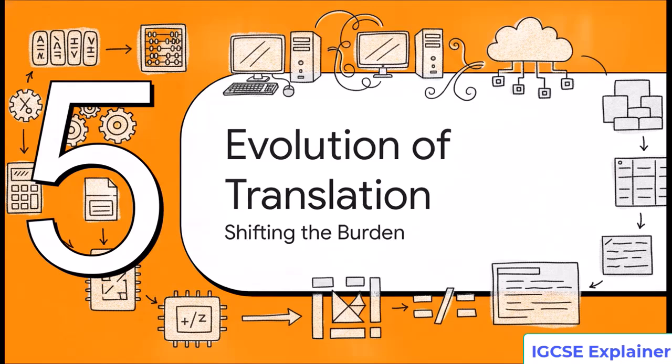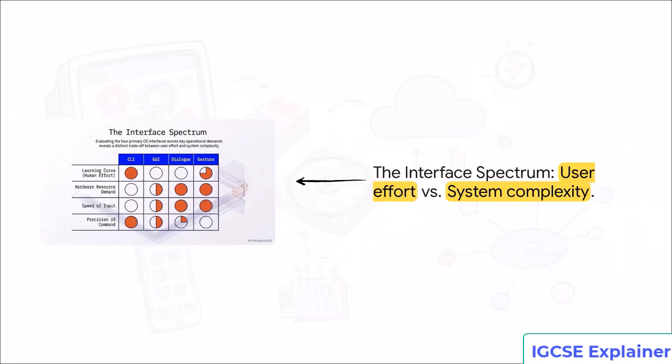Section 5. The evolution of translation. Now, evaluating all 4 of these interfaces side by side reveals a really powerful trend. The learning curve, the human effort required, drops drastically as we move from the CLI all the way down to gesture. But here's the catch.